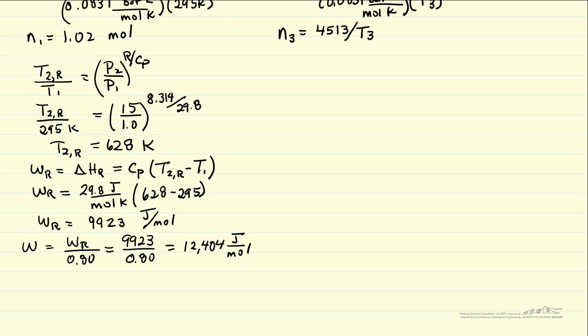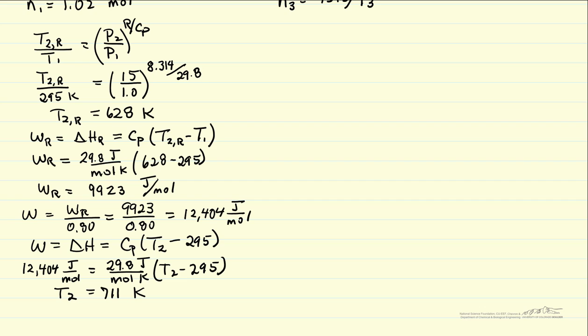I can go back now and relate that work to the actual delta H through the compressor, which of course is Cp times the temperature for the irreversible case leaving the compressor, minus the inlet temperature, 295 Kelvin. So let me again pause and substitute in these numbers. So I have the temperature now leaving the compressor, entering the tank.